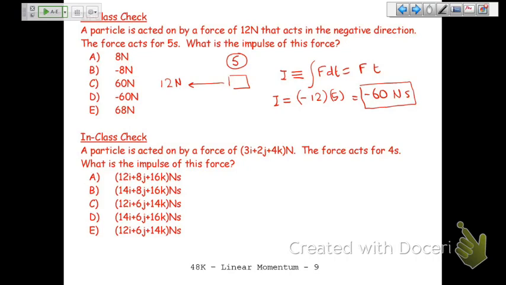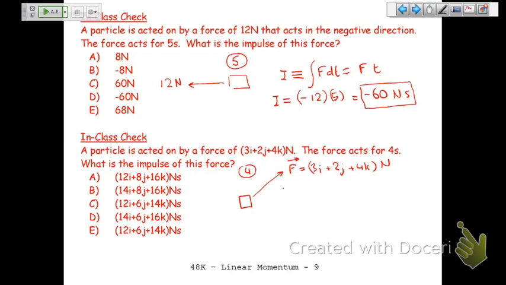And, okay, it's a vector, so I can do three-dimensional stuff, so I can do ijk stuff. Here's my particle. It is acted on by a force, and it's a vector force, so F is equal to 3i plus 2j plus 4k. That's going to be in newtons. And this is acted on for 4 seconds, so my little clock says 4 seconds. And what is the impulse of this?